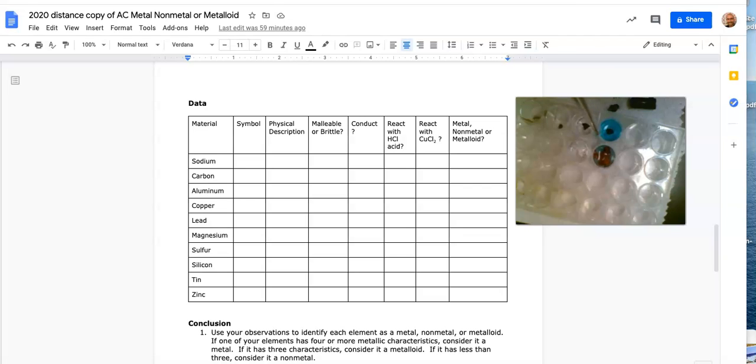Or maybe just a slight reaction, a very mild reaction with the copper. Okay, let's go on to the next one.